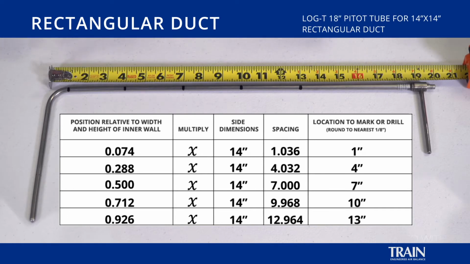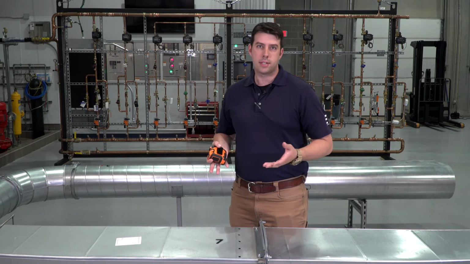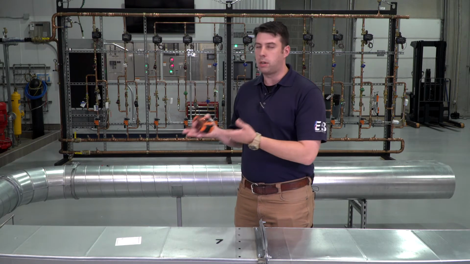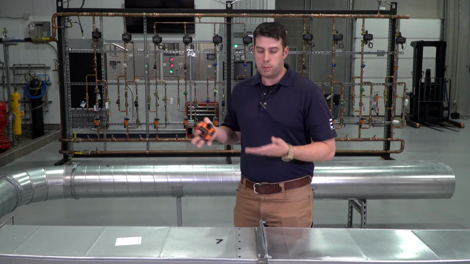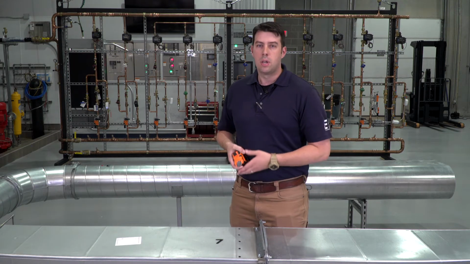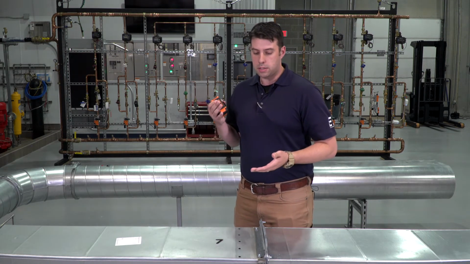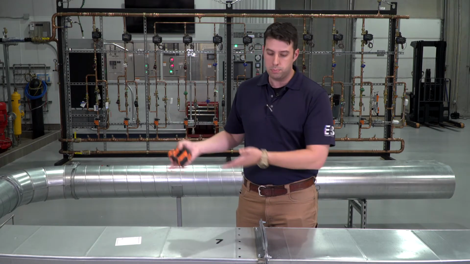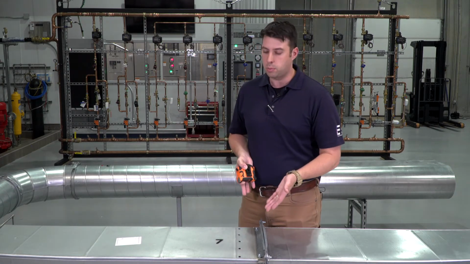One quick note here, if this ductwork was internally lined with insulation, the measurements would have to be adjusted to accommodate that internal insulation. For our next step, we're going to be prepping the ductwork, just like we did with our pitot tube, so that it can accept the pitot tube for our traverse. So just like we utilized the log Chebyshev chart and grid to mark our pitot tube, we're going to be doing the same thing here with our ductwork.